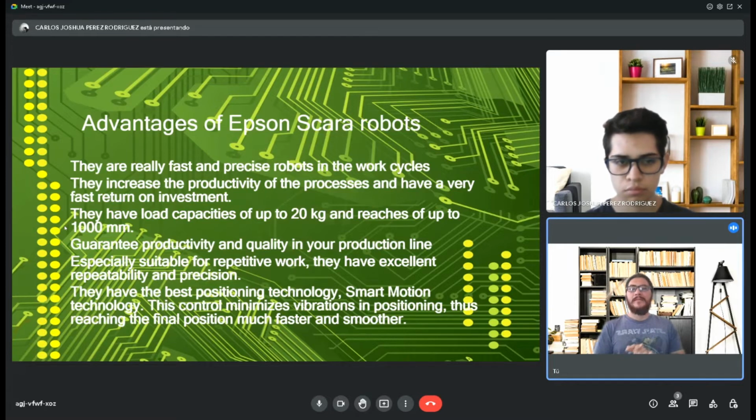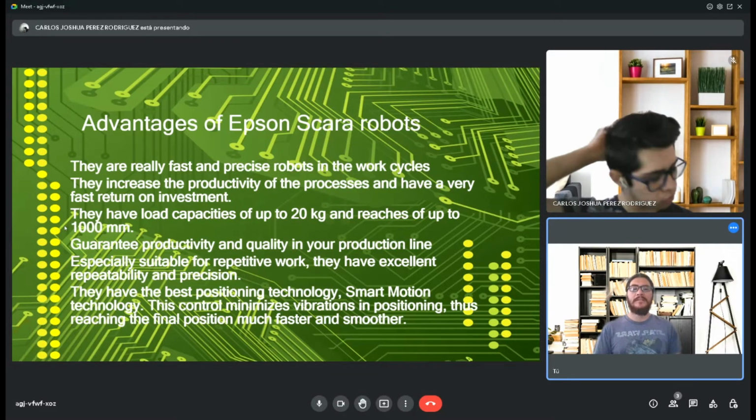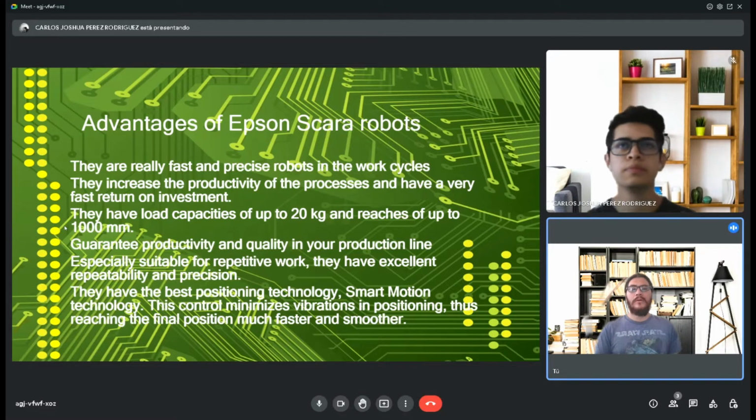Advantages of the Epson SCARA robots. They are really fast and precise robots in the work cycle. They increase the production of the processes and have a very fast return on investment. They have a load capacity of up to 20 kilograms and reach up to 1 thousand millimeters. Guaranteed production and quality in your production line.